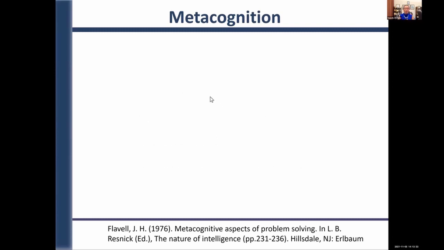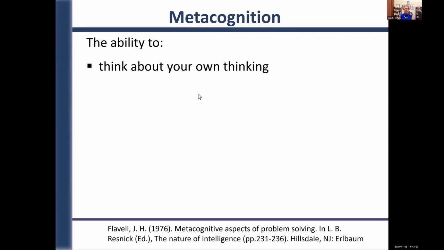And so now what I want to do is define metacognition the way I define it for students. Because there are a lot of fancier terms, there's a lot of different components to metacognition, but I find that when I'm talking with students, I really want them to understand this at an intuitive level. So I use the simplest definition, and I say it's your ability to think about your own thinking.